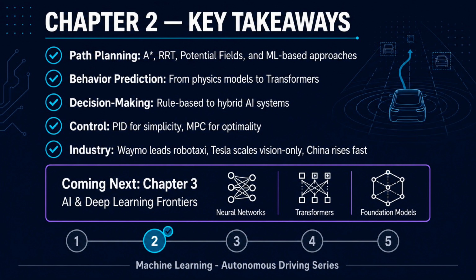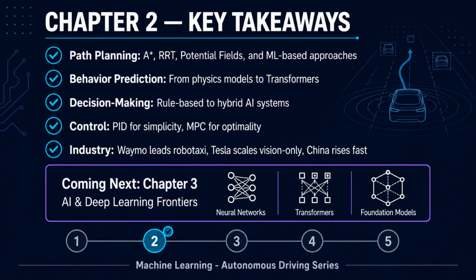Let's recap what we covered in Chapter 2. Path planning provides multiple algorithmic options from classical A-star and RRT to modern machine learning approaches. Behavior prediction has evolved from simple physics models to sophisticated GNN and transformer architectures that capture multi-agent interactions. Decision-making frameworks range from interpretable rule-based systems to adaptive learning-based methods, with hybrid approaches offering the best of both worlds. For control, PID provides simplicity, while MPC delivers optimal performance with constraint handling.